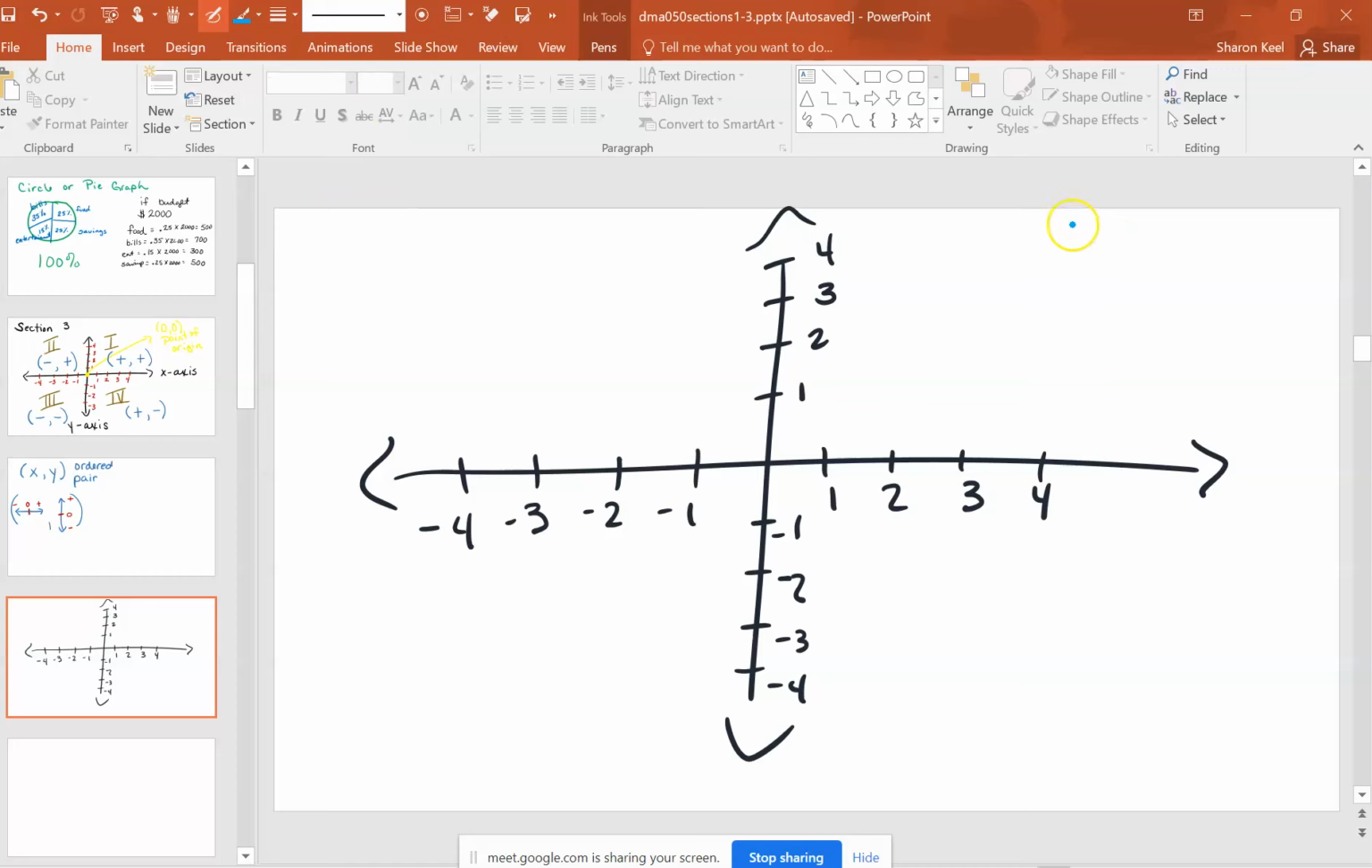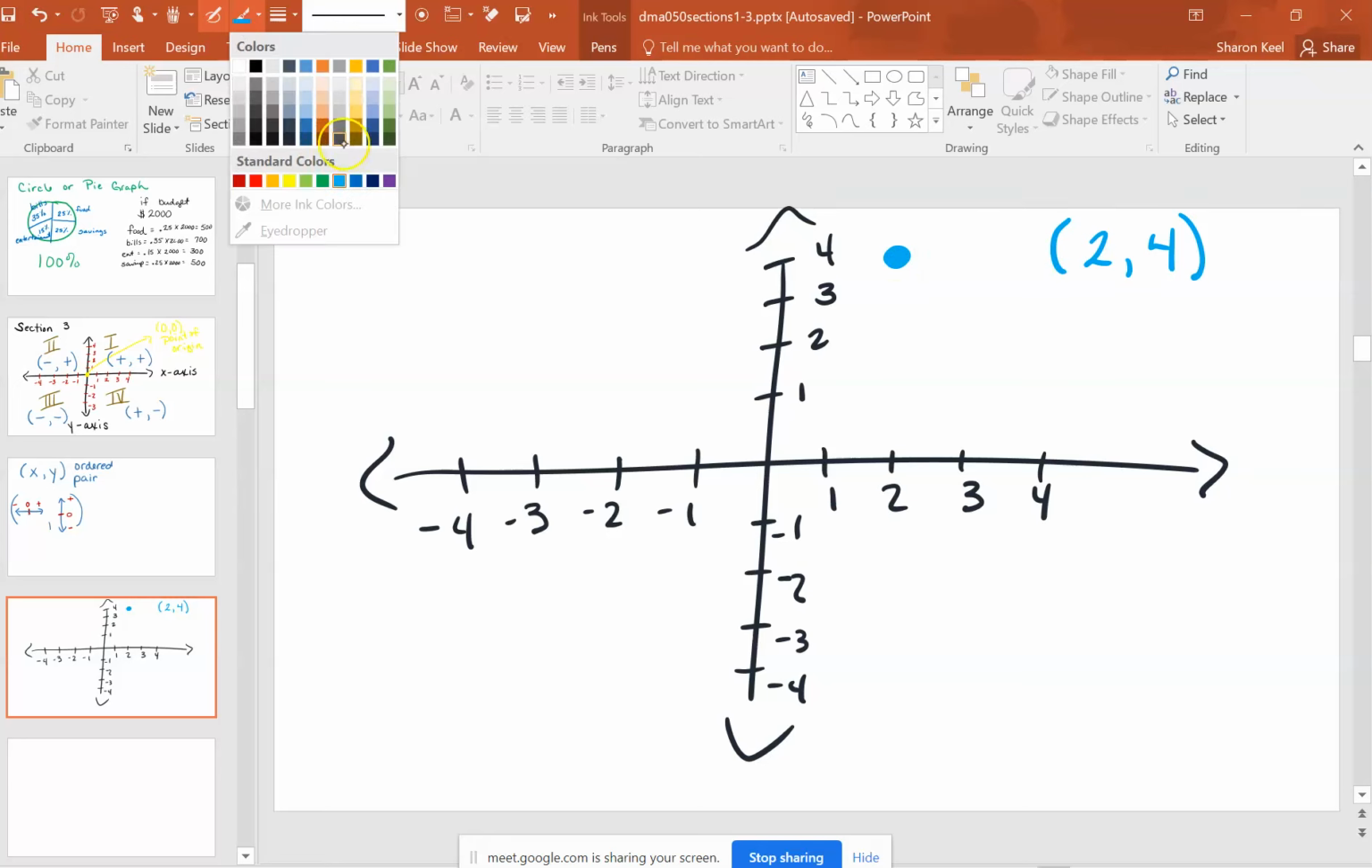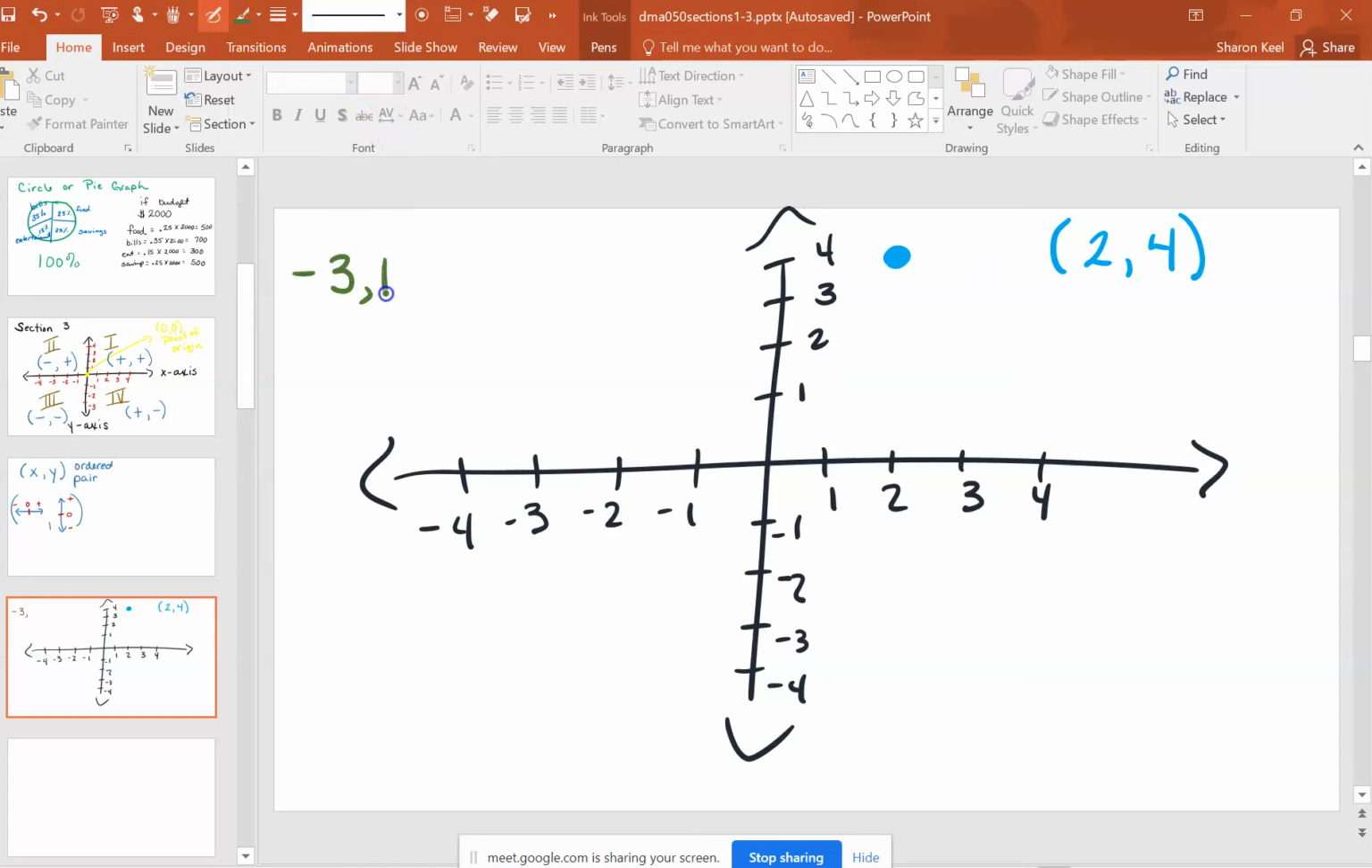Let's say we want to graph (2, 4). That means I'm going to go right 1, 2 places, and then I'm going to go up 1, 2, 3, 4. So right up here is going to be my ordered pair (2, 4). If I'm going to graph, let's say (-3, 1), starting at the point of origin, I go left 1, 2, 3, I go up 1, and that would be this ordered pair.